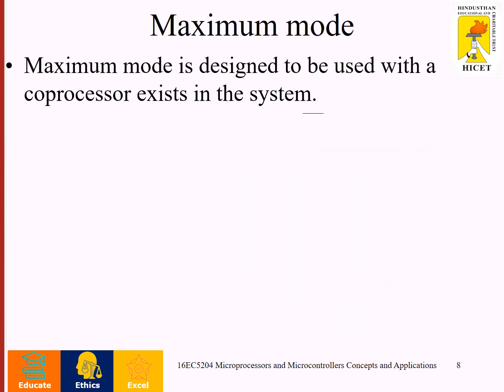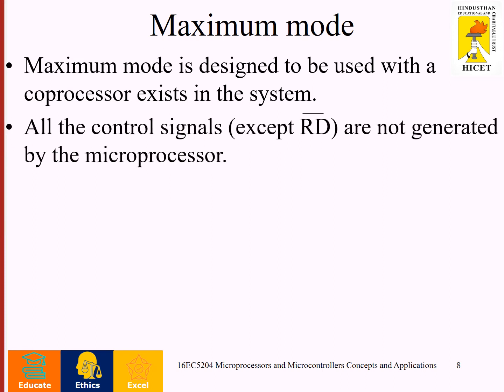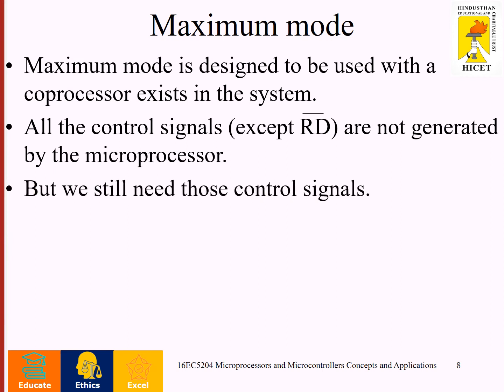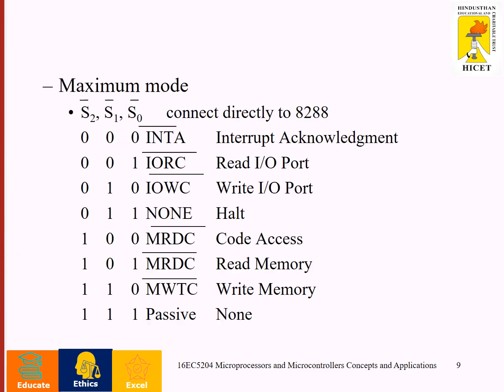Maximum mode of operation. Maximum mode is designed to be used when a coprocessor exists in the system. All the control signals except read are not generated by the microprocessor, but we still need those control signals. So we need an extra IC, that is the 8288 bus controller IC. Using this, various machine cycle timing T states are generated.